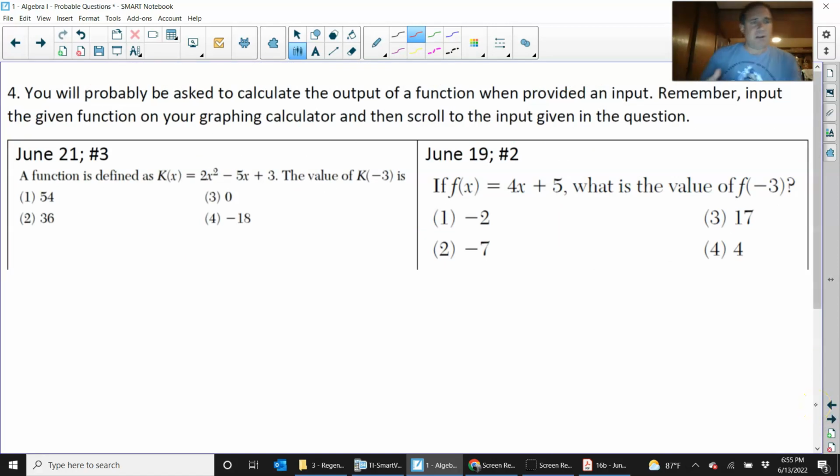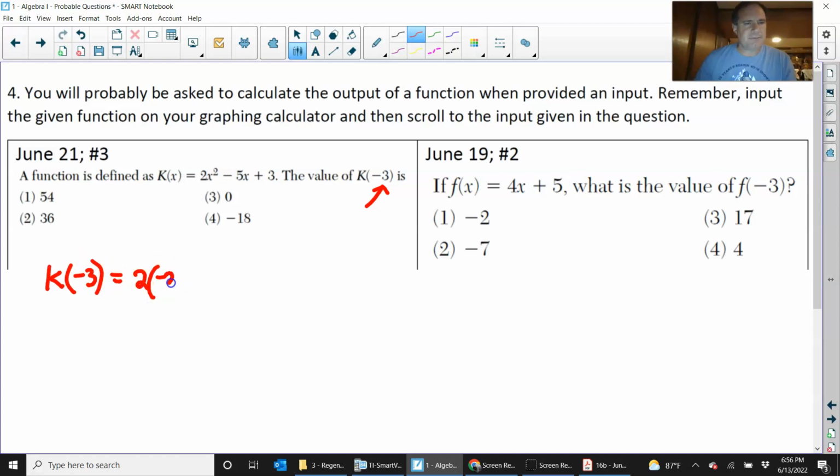On this one, this is the 4th type of problem that you'll see. You'll probably be asked to calculate the output of a function when provided this input. Remember, you could do this on the graphing calculator, but I'll show you how to do it by hand. Anything inside parentheses, they want you to use as the x. They want you to substitute that into this. So it comes out to be k of x, where the x they're telling you is -3. So you write it that way.